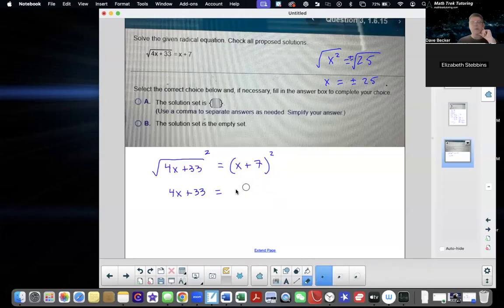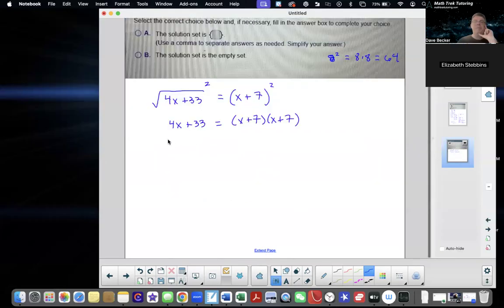The way to help you remember it is, I'll just do 8 squared. You can probably do in your head 8 times 8 is 64, but you're multiplying 8 times 8 to get it, right? So whatever is being squared, you're multiplying it by itself, even if it's a big, nasty parenthesis thing. So x plus 7 squared is x plus 7 times x plus 7. And then would you foil it? There you go.